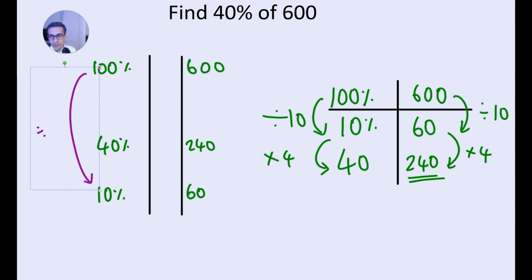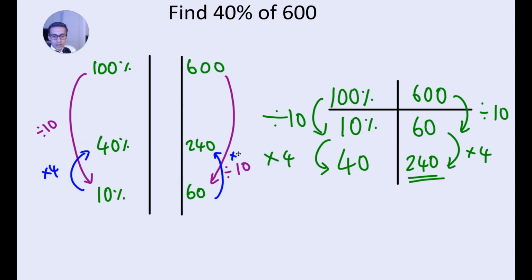You may have done divide by 10, and then again divide by 10, and then for the second calculation, you would have done times 4, times 4. And that's how we're going to get our answer.